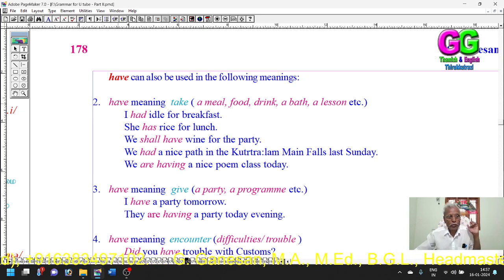First, earlier we saw the use of have in the meaning of possess, which we have already seen. Now we are going to see other meanings. Have can be used in about 20 or more places. Here I have given some 11 places.